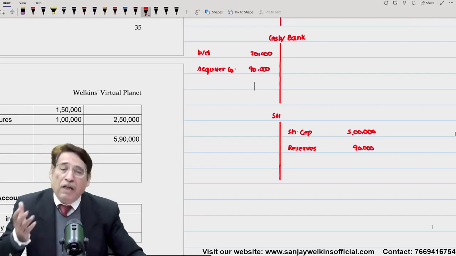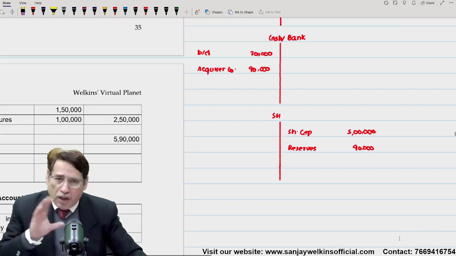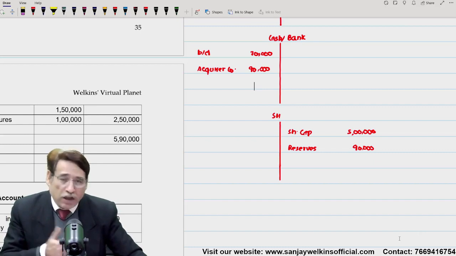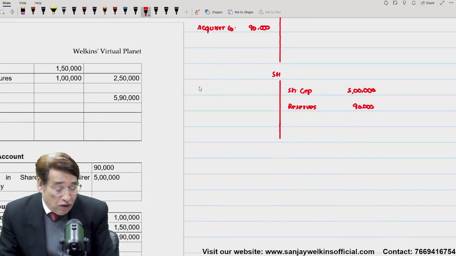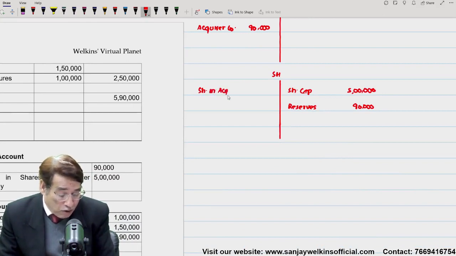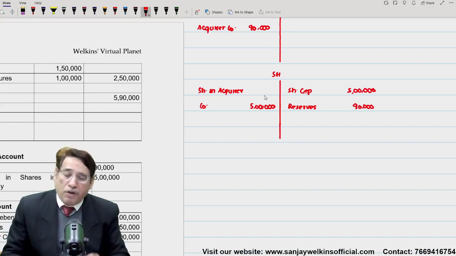And even in the last session, we stressed this particular fact: if we are receiving purchase consideration in a mode other than cash, then whatever mode it might be, you are going to transfer it to the debit side of the shareholders account. So on the debit side of the shareholders account, I will write shares in acquirer company account. We have received 5 lakh worth of shares. Now we have received the purchase consideration also.